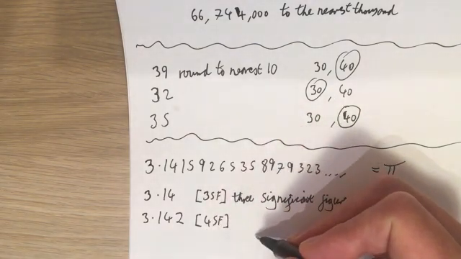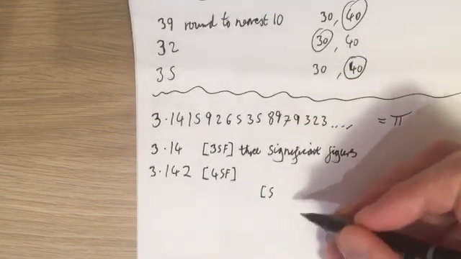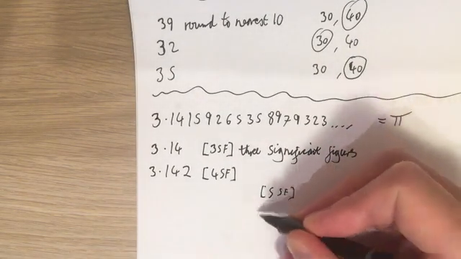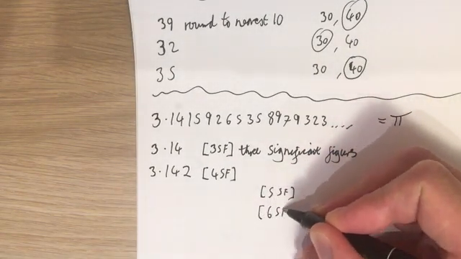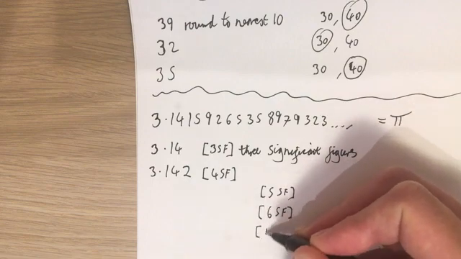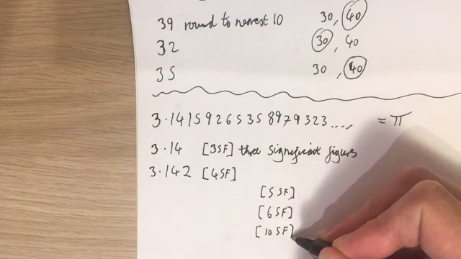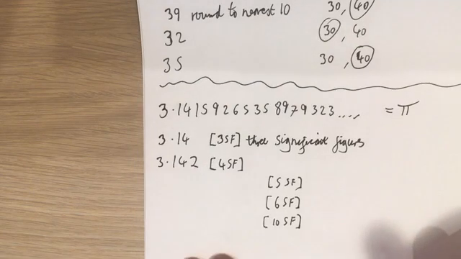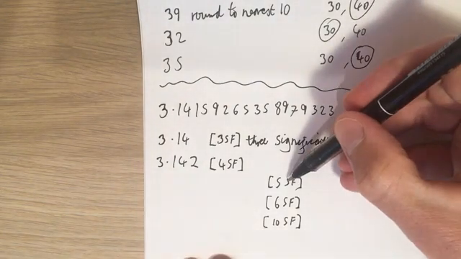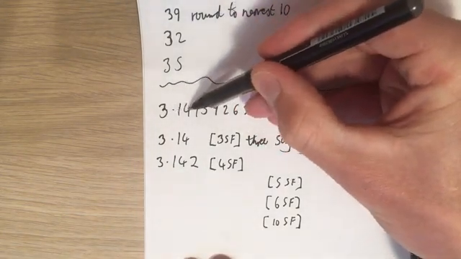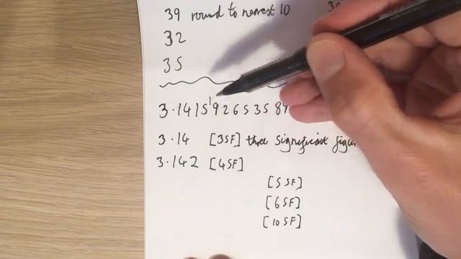Okay, what if I said 5 significant figures? What if I said 6 significant figures? What if I said 10 significant figures? Pause the video for a moment and see if you can work them out. So 5 significant figures. 1, 2, 3, 4, 5, that's there.